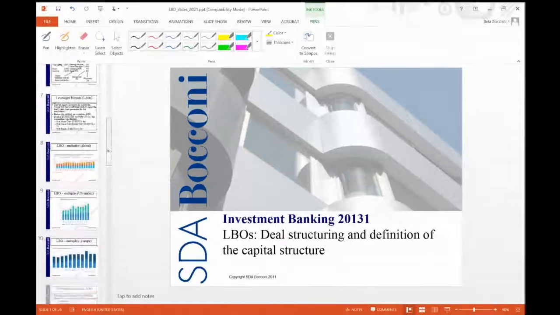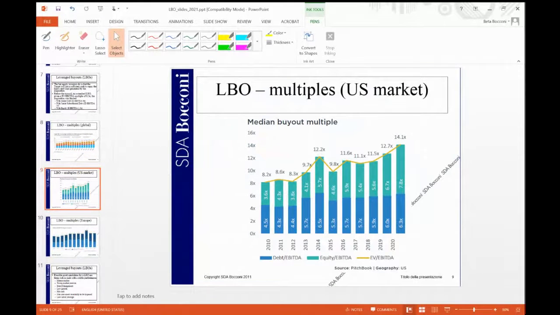If we look at some recent numbers regarding the multiples that are used for typical LBOs, and we refer to the US market, you can see what happened from the post-Lehman crisis of 2010 until 2020, so in the past decade or so. How to read this chart? This chart is giving you basically 3 pieces of information. The first one is the continuous line, this one here, that is giving you the indication of the enterprise value over EBITDA. So essentially, this is the purchase price of the companies.